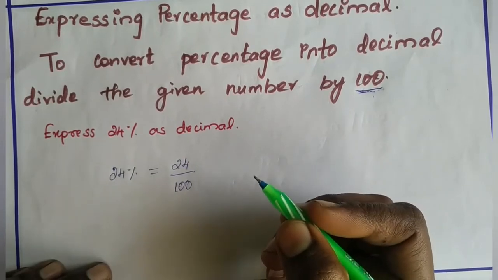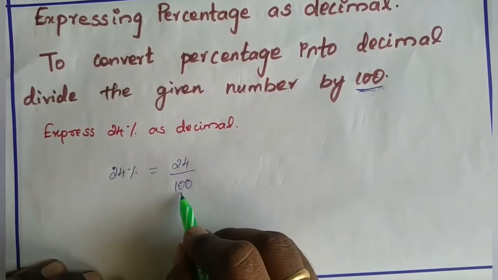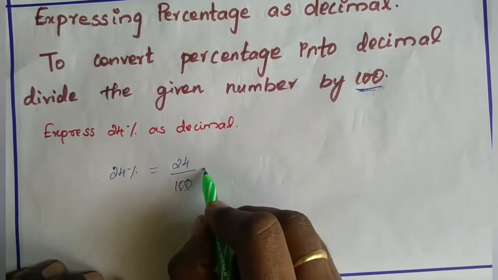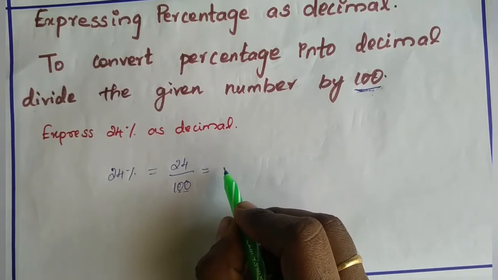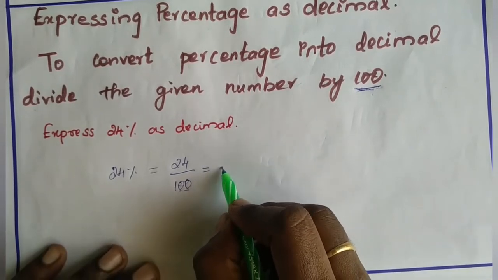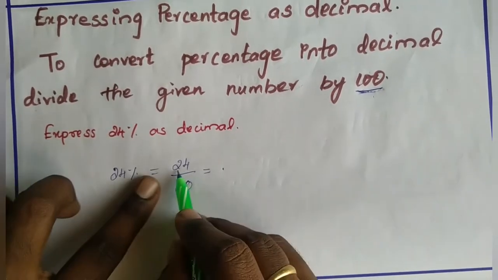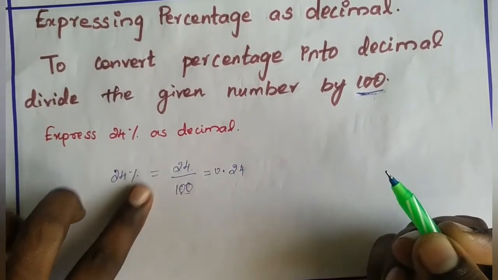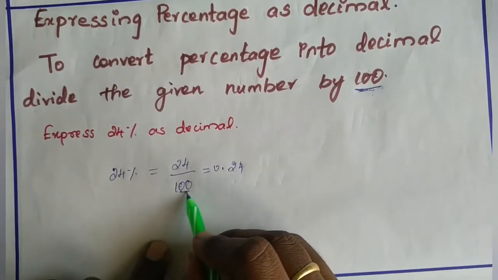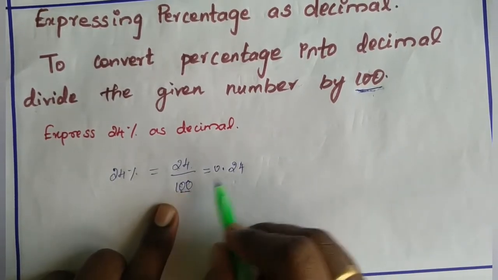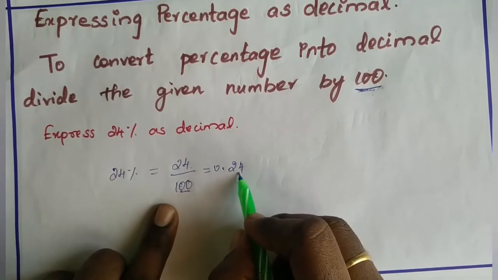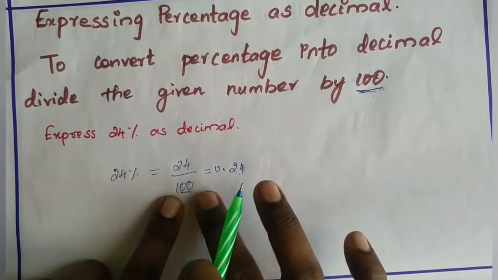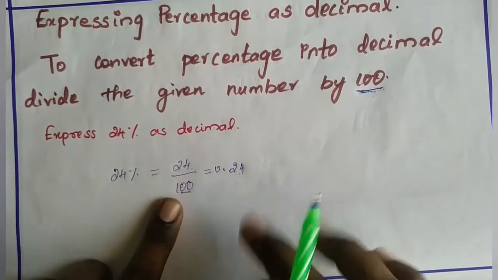How to convert this to a decimal? The denominator 100 contains 2 zeros. Remember what we learned in our decimal lesson: after the point there should be two digits. So write 24, and 0.24 is the answer. The number of zeros decides how many digits should be after the decimal point. So 24% divided by 100, 24 divided by 100 gives you 0.24. This is the answer.